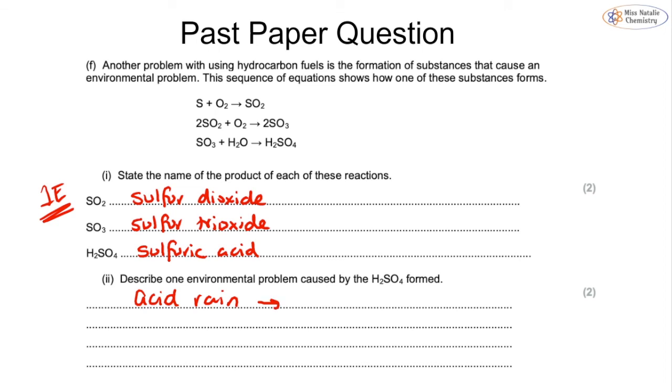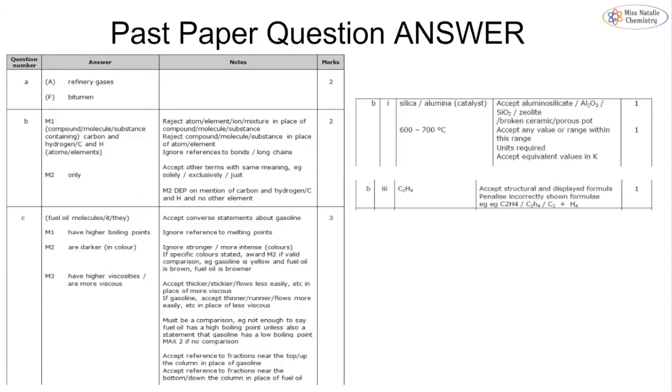And then there are a number of different things that you could say here. We're just going to keep it very simple and say that marine life is killed or damaged. You could talk about the fact that we've got plants or trees being damaged, or their growth is stunted, anything like that, or even that limestone can be corroded or eaten away. Any one clear issue with acid rain would get you that second mark.